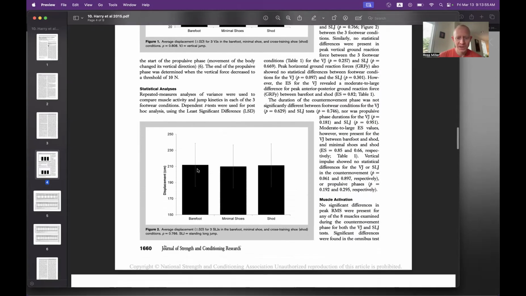Same deal for jumping distance. It looks like on average they jumped a little bit shorter in the minimal shoes, but no statistically significant differences there in broad jump distance.